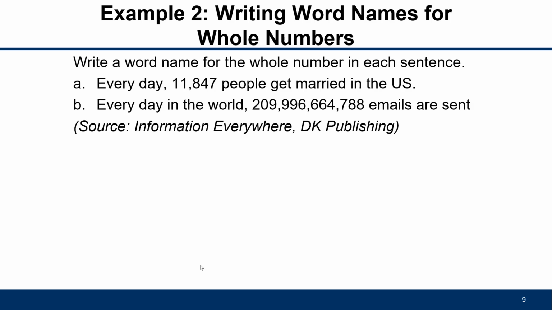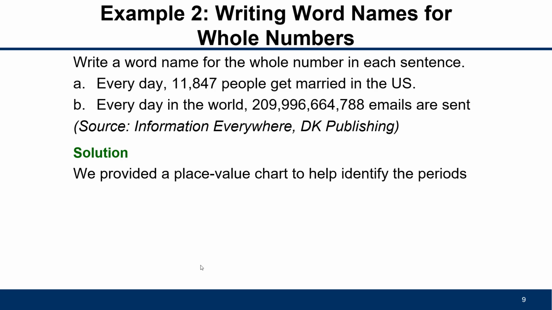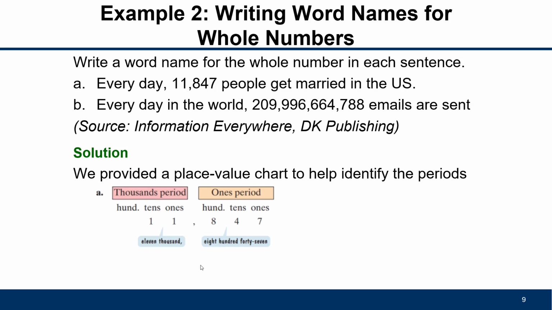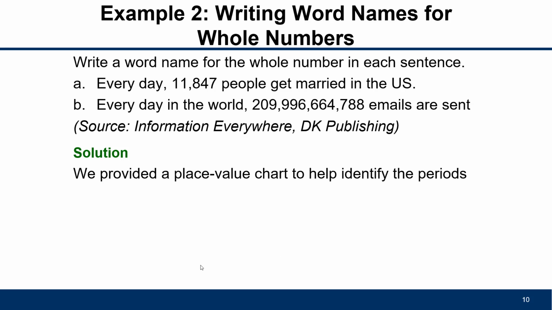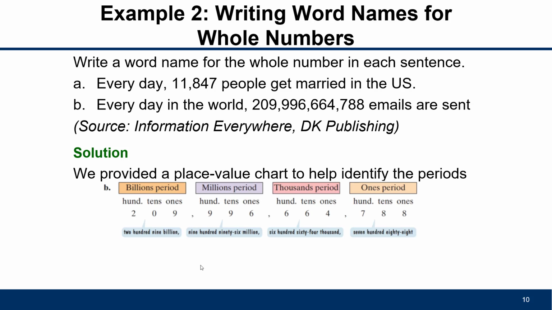We can write a word name for the whole numbers in each of these sentences. All right, so we're going to use this place value chart to help us identify the periods. We can see that we have 11 in the thousands period. We have 847 in the ones period. Therefore, the name is 11,847.